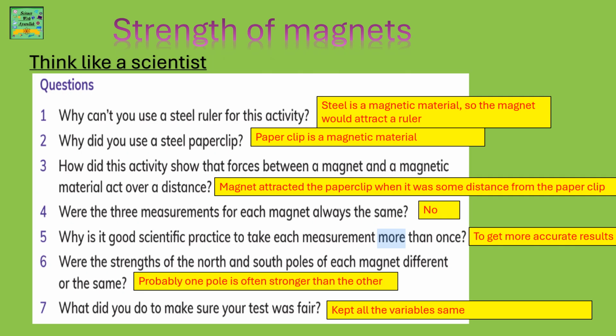Here are a few questions based on the activity. Why can't you use a steel ruler for this activity? Steel is a magnetic material, so the magnet would attract a ruler.